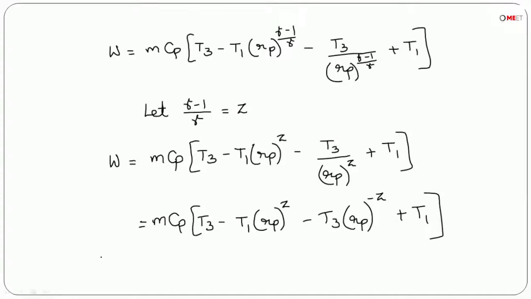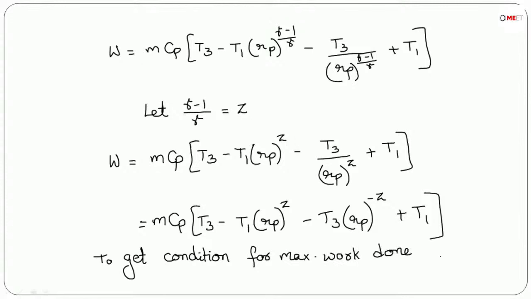Now to get the condition for maximum work done, we need to put dW by dRp equal to 0. That means we need to differentiate work done with respect to the pressure ratio and equate it to 0.